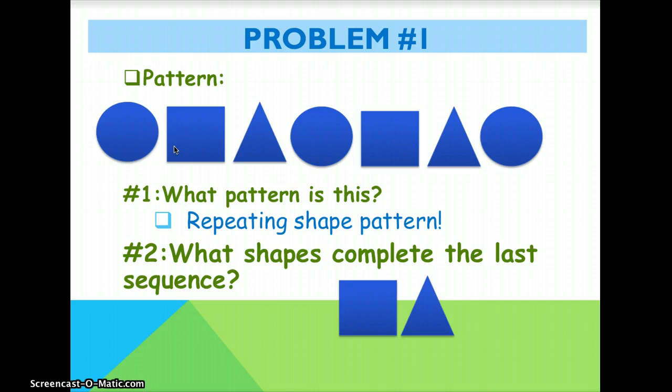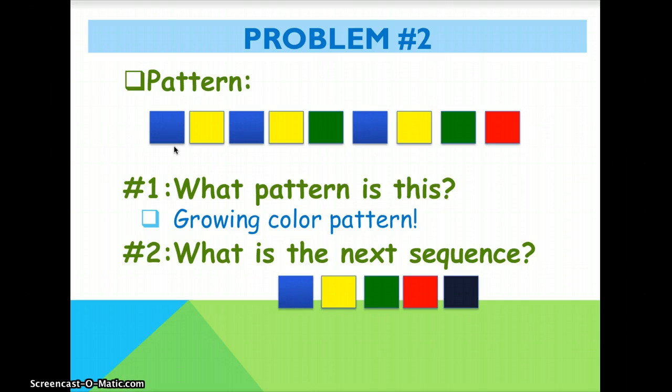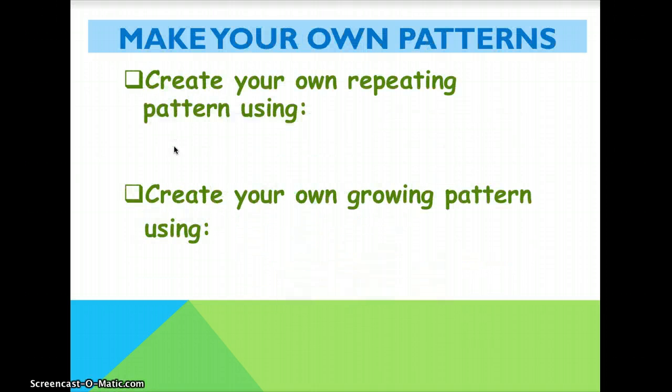Square, triangle is correct. Now here's another pattern. This pattern goes blue, yellow, green, blue, yellow, green, red. What type of pattern is this? Growing color pattern is correct. What would be the next sequence in this? Blue, yellow, green, red, and then we could add our own color, dark blue, or we could add a purple, or we could add a green, as long as it grows.